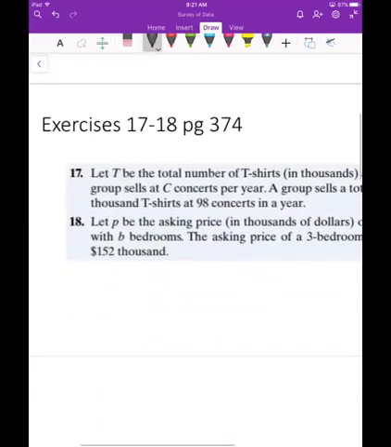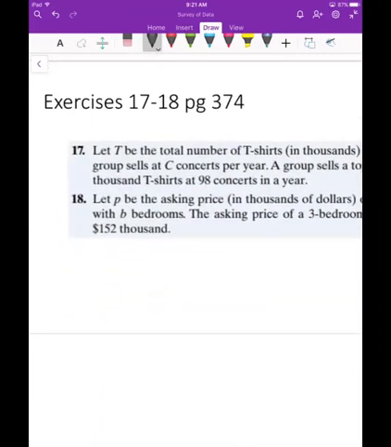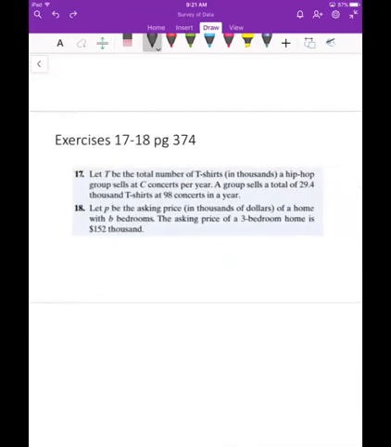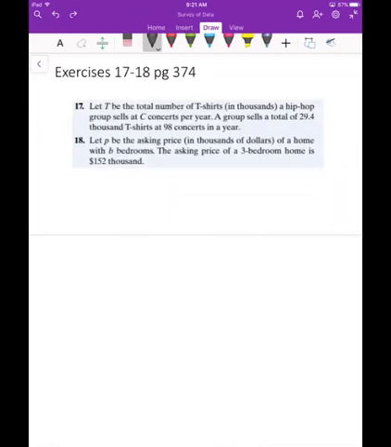The first exercises we're going to look at are 17 and 18 on page 374 of your text. So these are the exercises here. I'm going to zoom out so we can see them. There we go. And we're going to go through these and understand, first of all, how to figure out what the explanatory and response variables are, again, to know how to put these into an ordered pair. Okay, so putting information into ordered pairs.